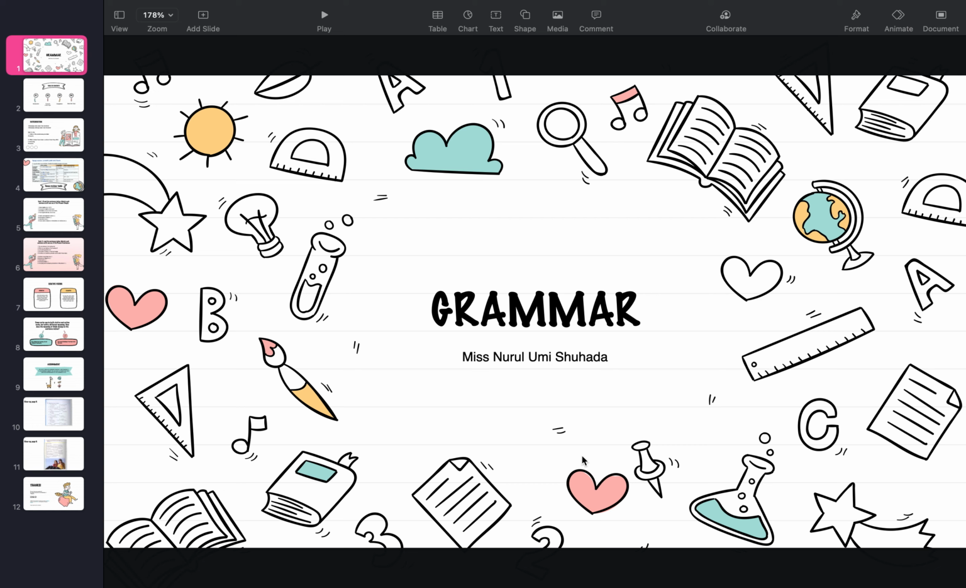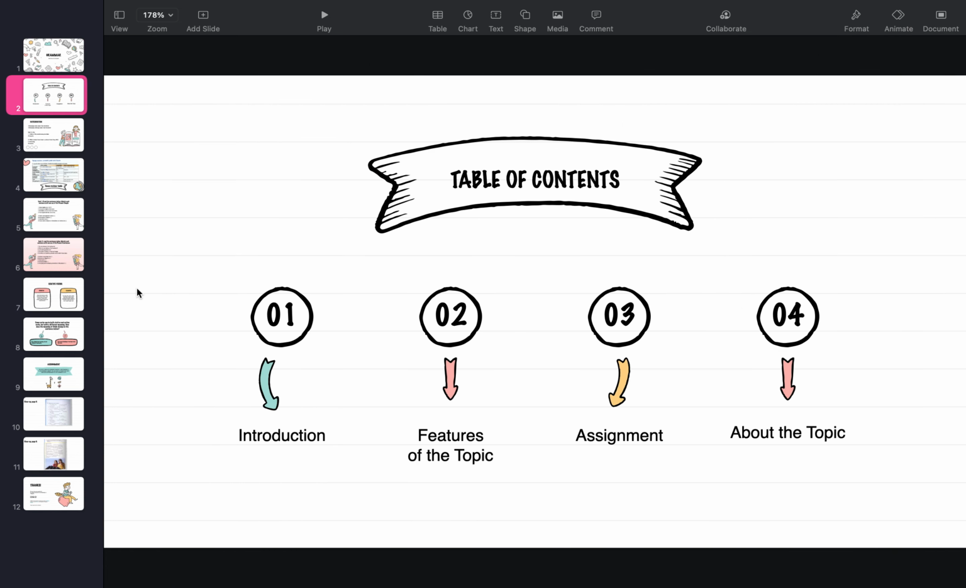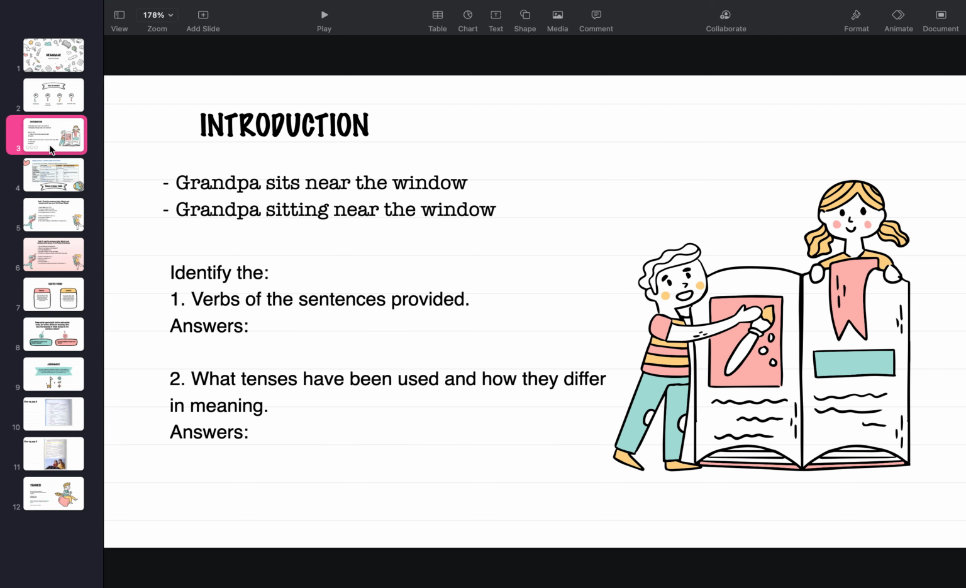For this week, we're going to be focusing on the topic grammar. Selamat datang semua. Minggu ni kita belajar pasal grammar, tata bahasa. Okay, so this is the table of contents. Ini ialah isi kandungan lesson kita hari ini. There are 4 parts in total. Ada 4 bahagian secara keseluruhan. Let's check out the first one, the introduction.